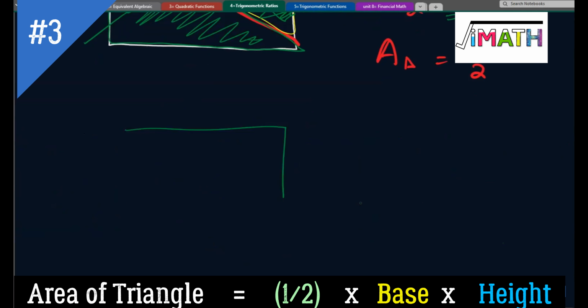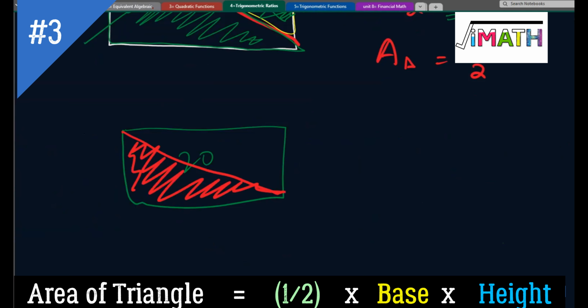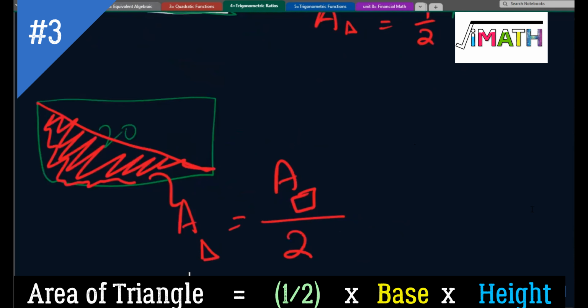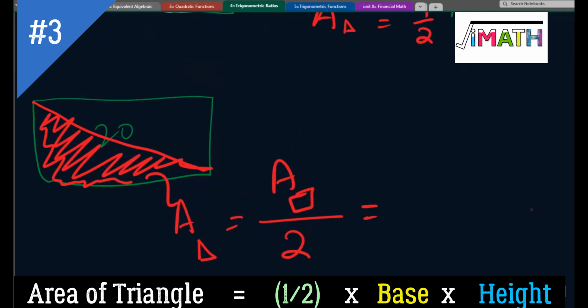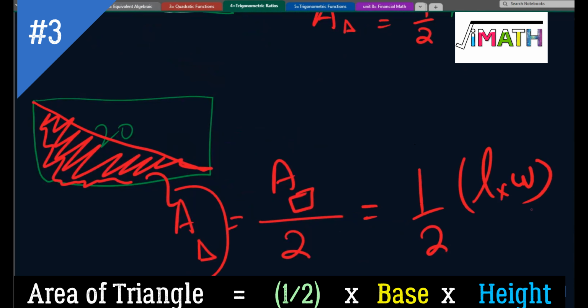So let's say the total area of a rectangle is 20, and I want you to find the area of the lower triangle. Can you find that? Yes. It's gonna be half of the area of the rectangle. The area of the rectangle is given, and if we half it, it's gonna be the area of a triangle. If the area of the rectangle is length into width, and if we half it, that's gonna be the area of the triangle, right? Yeah.